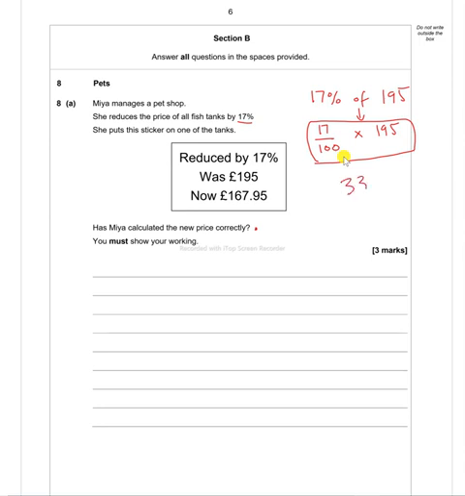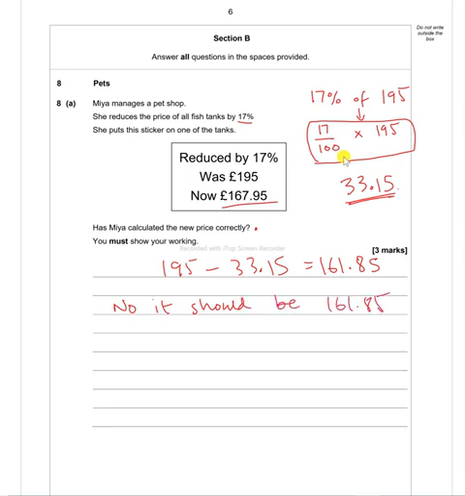So that is 33.15. Right, so what you do next is you take this discount, so you do 195 take away 33.15. Put that into your calculator. 16185. We should be... And is the answer right? No. It should be 161.85. There you go. That's what it was. So they want you to show this sort of level of working out.